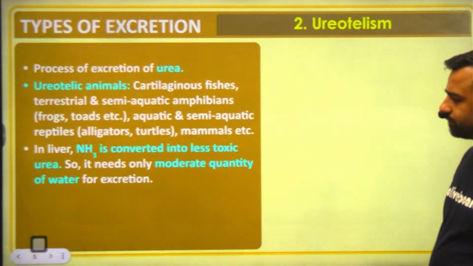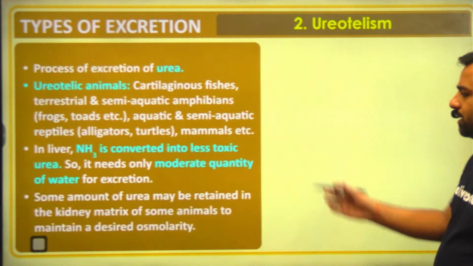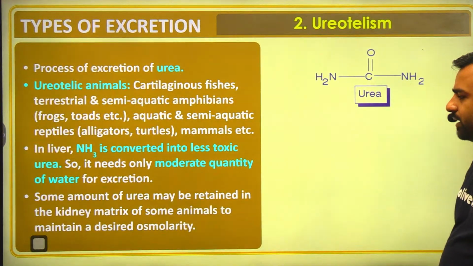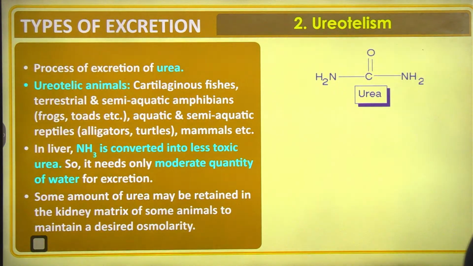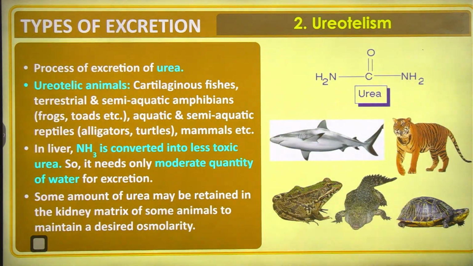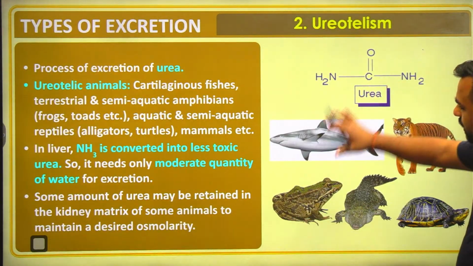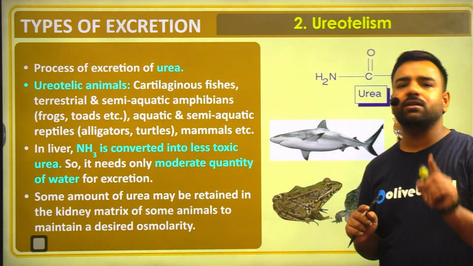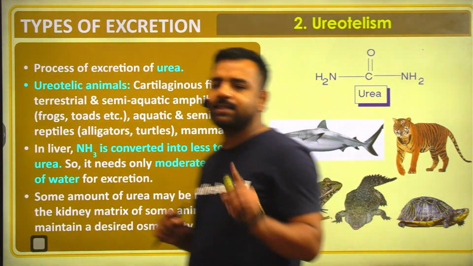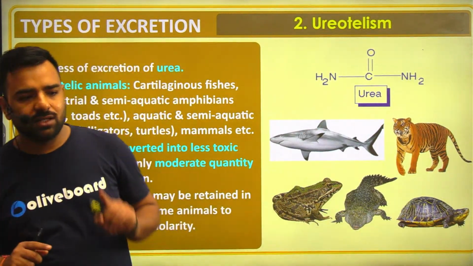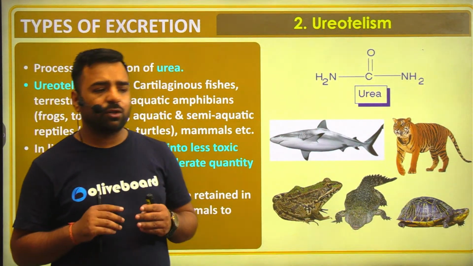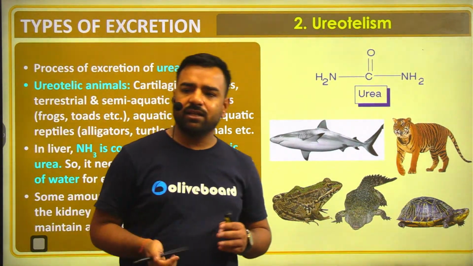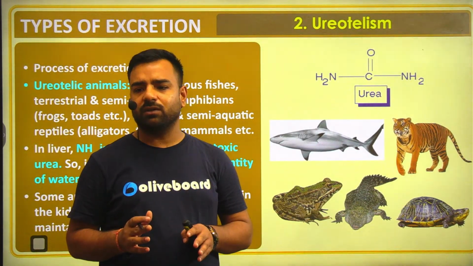So here, some amount of urea may be retained in the kidney matrix for some animals to maintain a desired osmolarity. So here's the formula for urea, and I guess you all are aware of it. All the organisms which are ureotelic, here we can include the dolphin also, because dolphin is a mammal. Please remember, dolphin is a mammal. You must remember this. Apart from a tiger, you can talk about crocodile, which is actually a reptile, and tortoise. They all are ureotelic animals.